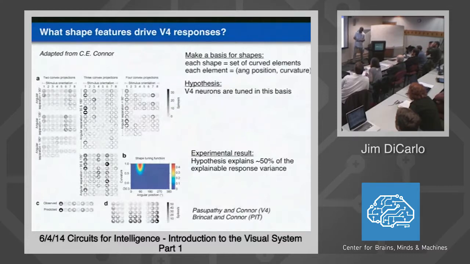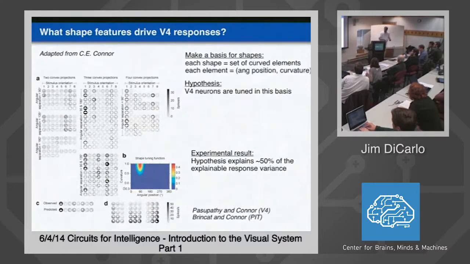And from that, they could build models where they would describe each of these shapes in a Bayesian set, that's the curve relative to the center of the object. Again, these are details that I'm not going to have time to take you through, but they could explain half the variance of V4 cells with that kind of model. So this is just to give you a sense of the work that has been done in these areas.